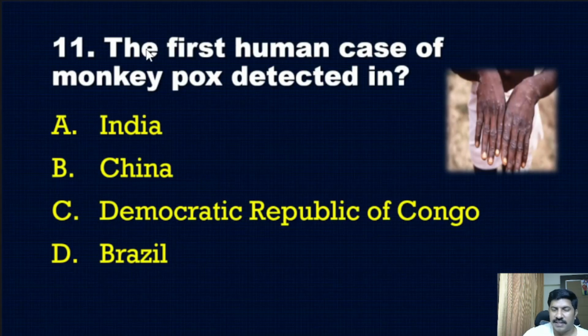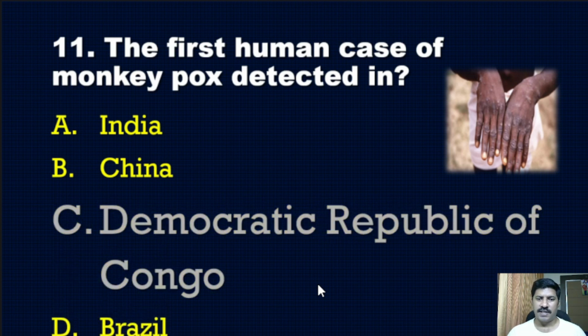Then that is an important question today. The first human case of monkeypox was detected in: India, China, Democratic Republic of Congo, Brazil. The first human case of monkeypox was detected in the Democratic Republic of Congo. Monkeypox was first detected in monkeys, then it spread to humans.